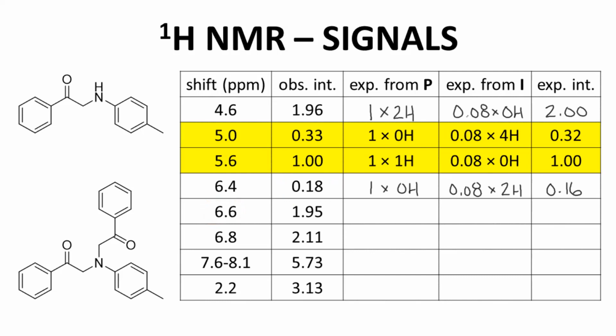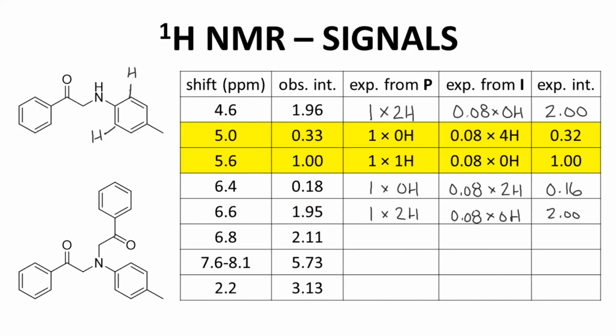I think these are the aromatic ring hydrogens next to the nitrogen on the product. We would expect the product to contribute an intensity of 1 for each of these 2 hydrogens. The impurity will contribute nothing, an intensity of 0.08 for 0 hydrogens. That gives a total expected intensity of 2.00. Great. Another very close match. These are easy so far.